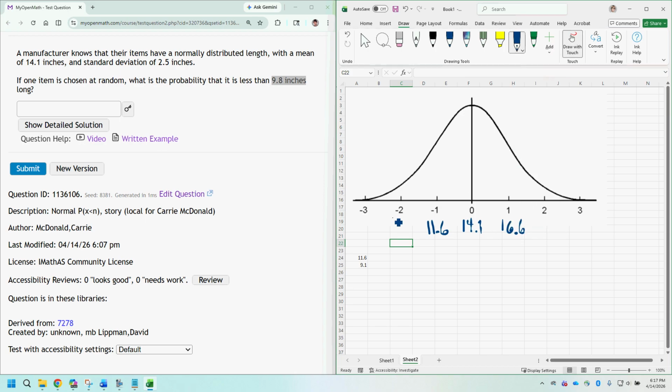Okay, 9.1. So that corresponds to a z-score of -2.